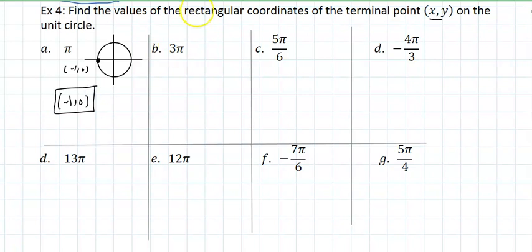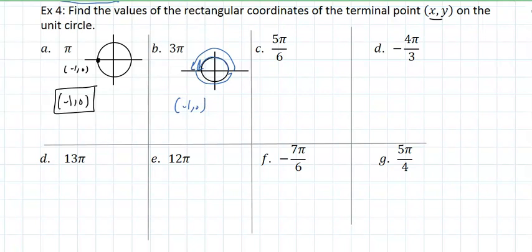Here they are. What if it's 3 pi? Well, isn't 3 pi identical? Isn't that the same thing? That is, wouldn't you rotate 1 pi, 2 pi, 3 pi? You're at the same location. And there it is.